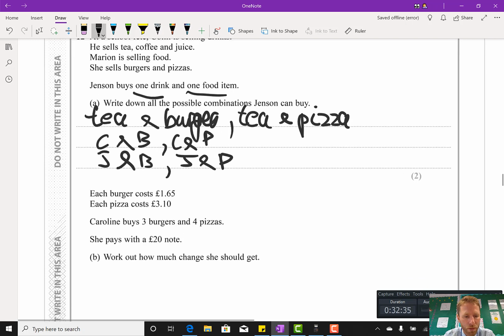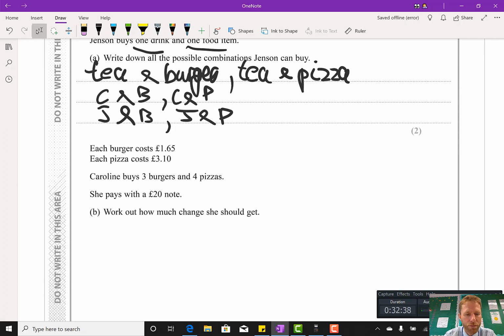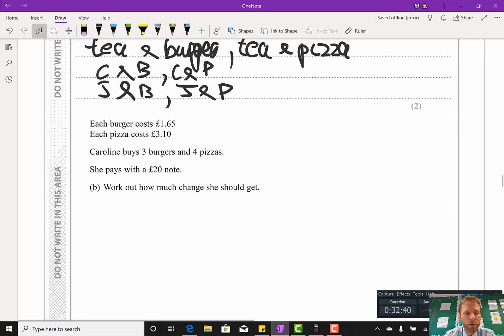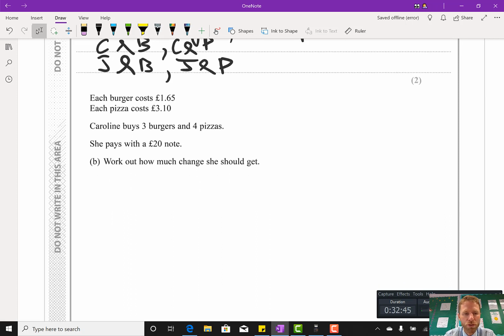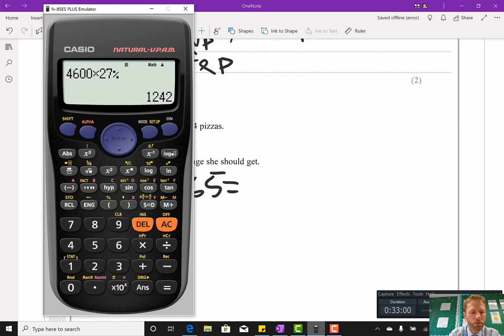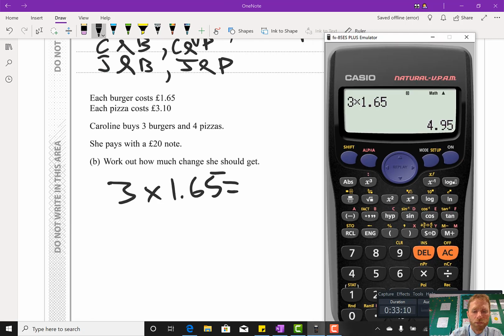Each burger costs £1.65. Each pizza costs £3.10. Caroline buys 3 burgers and 4 pizzas. She pays with a £20 note. Work out how much change she should get. So when you're out at the fun fair, kids, this is going to help you out in case anyone asks, when am I ever going to use this? So 3 burgers, 3 multiplied by £1.65. Let's get the calculator out. So 3 burgers is going to set us back £4.95.